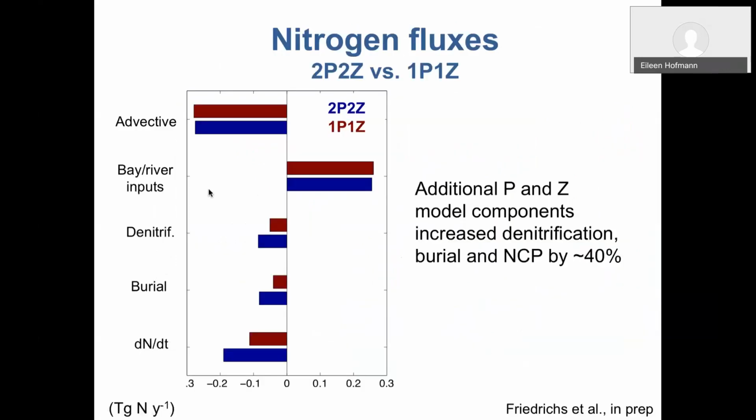One caution here, though, is that the nitrogen fluxes are dependent upon what's in the biogeochemical or lower trophic level dynamics model, and adding more phytoplankton and zooplankton components changes the amount of denitrification and burial on the shelf, and changes it by a significant amount. So this is just a caution that that's why we need to be careful about what the processes are and how they're included in the model.